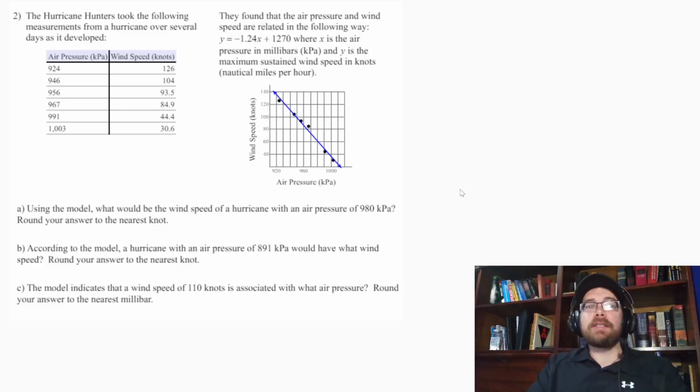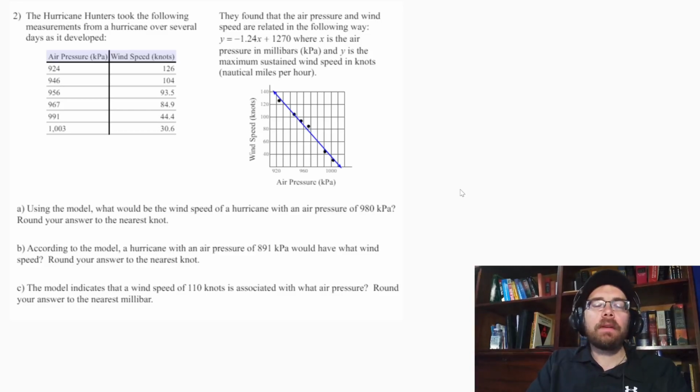The Hurricane Hunters, it's a nice little title, took the following measurements from a hurricane over several days as it developed. There's a T-chart. They found that the air pressure and wind speed are related in the following way: Y is equal to a linear equation, where X is air pressure in millibars, and Y is the maximum sustained speed in knots. Okay, that's a lot of stuff.